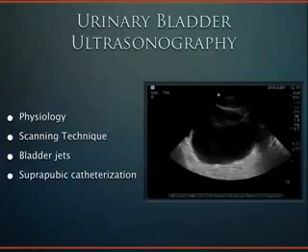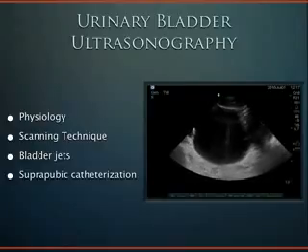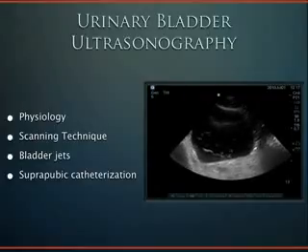We're going to change gears now and talk about the bladder. We're going to move from the kidney and skip the ureters because we can't see them, and go down to the bladder, okay? We're going to talk about the physiology of the bladder, some of the scanning techniques we use to look at it, and bladder jets, as you're seeing here. This is a grayscale image of the bladder jet from the ureter into the bladder. Then we're going to talk about a clinical correlate that we're going to do with suprapubic catheterization.